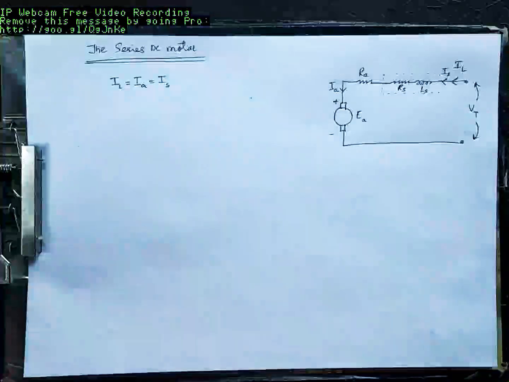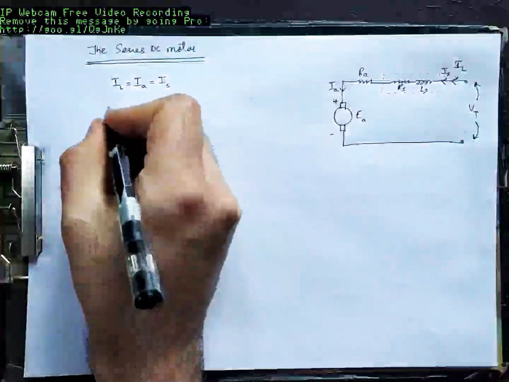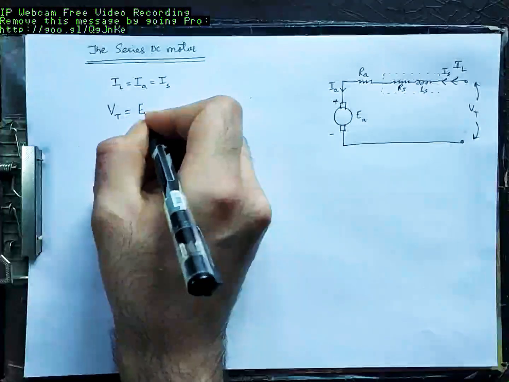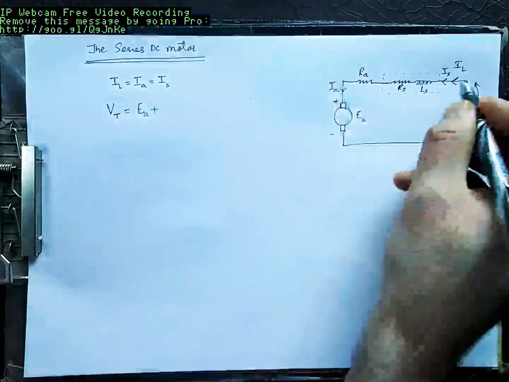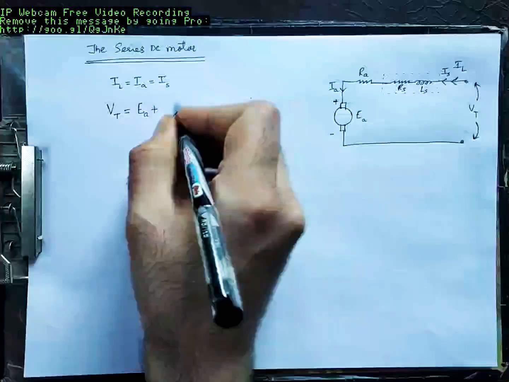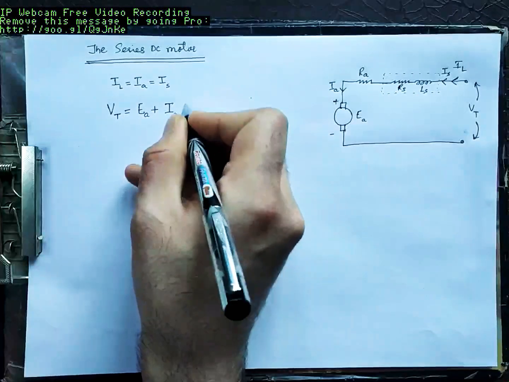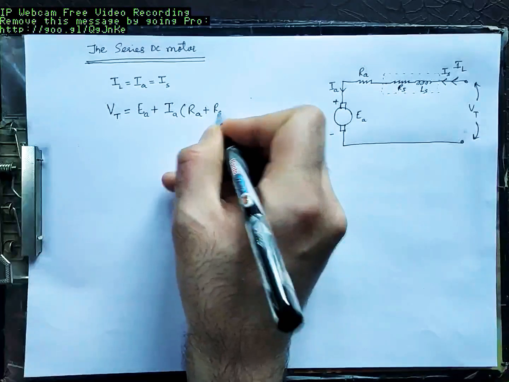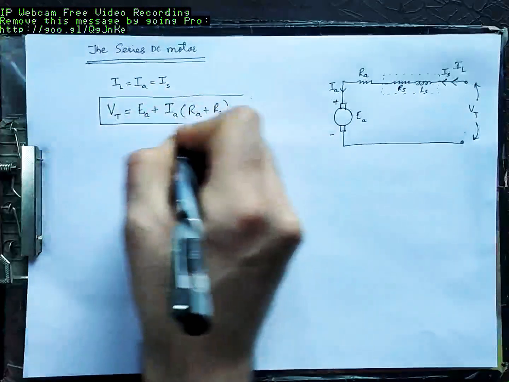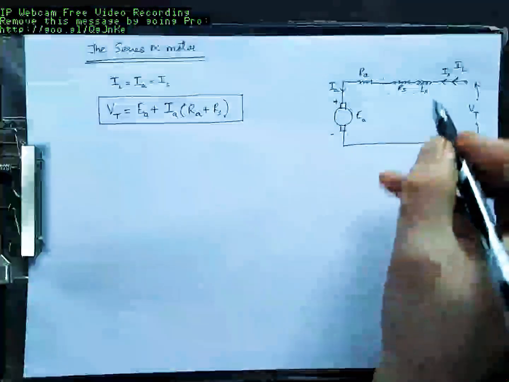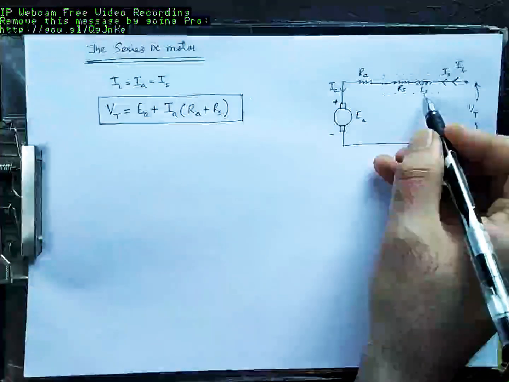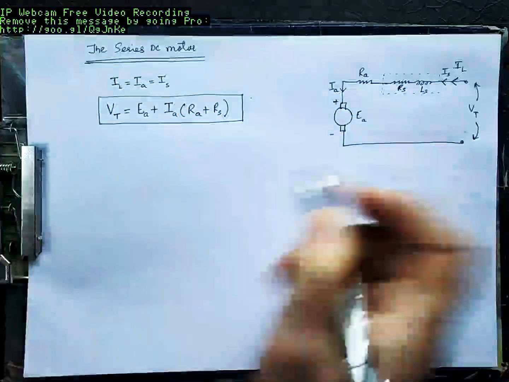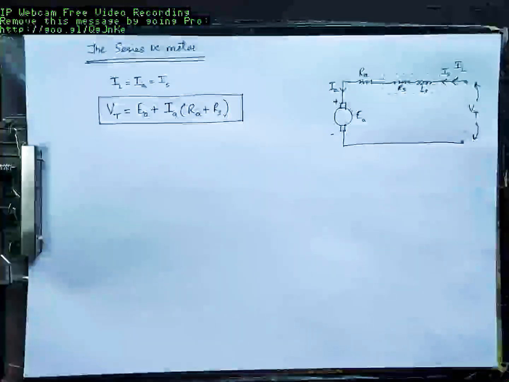And what is the Kirchhoff's equation for this? The terminal voltage VT has to be equal to the armature voltage EA plus IA times RA plus RS. Why haven't I included LS? Because DC does not cause any voltage drop across the inductor. That's why I have ignored the inductance LS in the KVL.